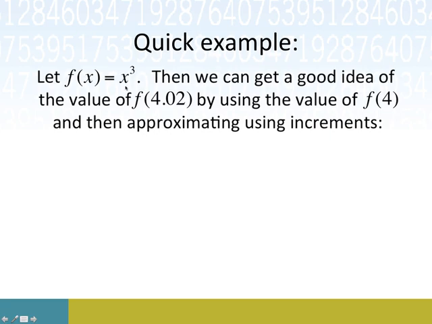We'll pick a simple function, x cubed, and the idea is if we look at values that are close together, for instance, we could get an idea of what's going on at 4.02 if we look at the value of 4 first. I should say, before we get too far into this, even by normal standards, this is a pretty contrived example, because there's nothing preventing us from just taking 4.02 and cubing it and getting our answer.